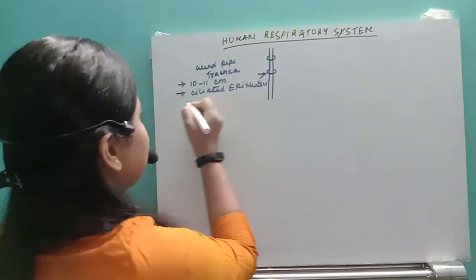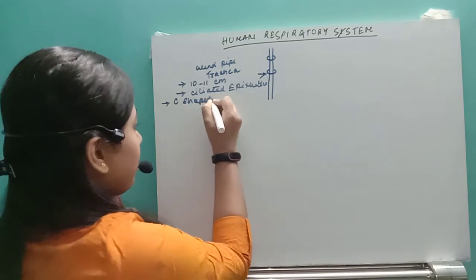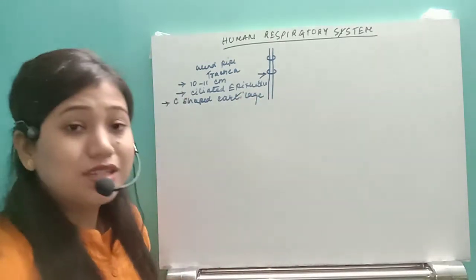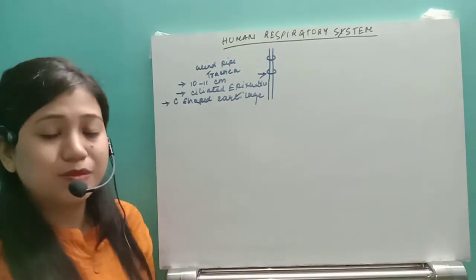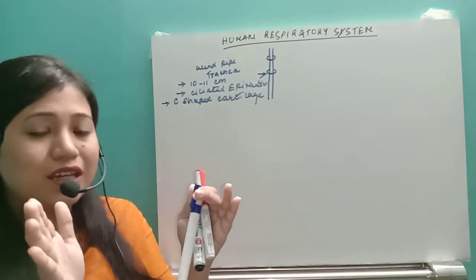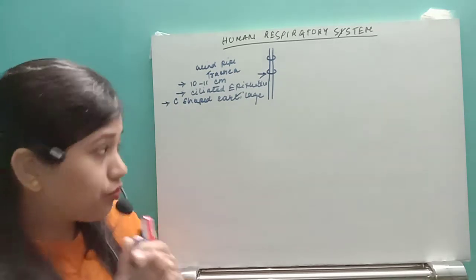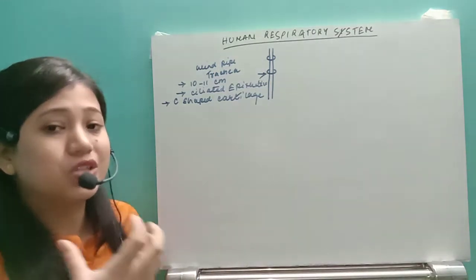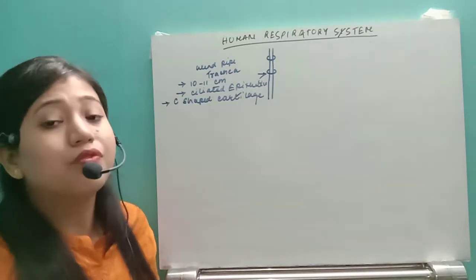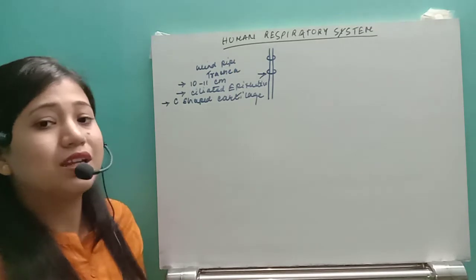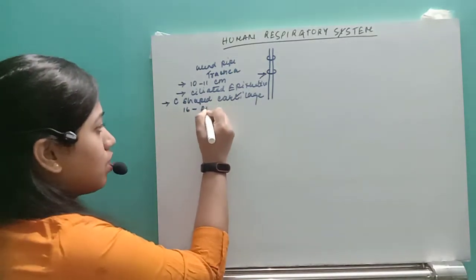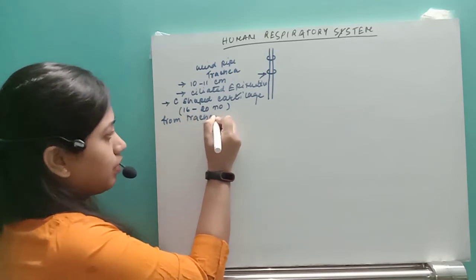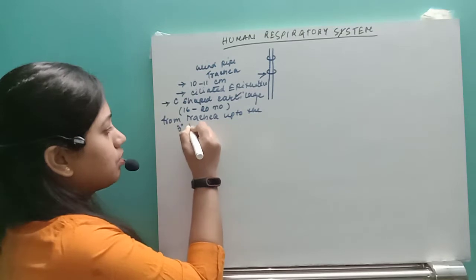The reason why the C-shaped cartilages are present is that they help in withstanding the pressure due to inspiration and expiration. The respiratory tract can collapse, and to prevent collapsing from these pressure changes, the trachea or windpipe is provided with C-shaped cartilage. So remember that it is provided with C-shaped cartilages. How many? Around 16 to 20 cartilages, from the trachea up to the tertiary bronchiole.